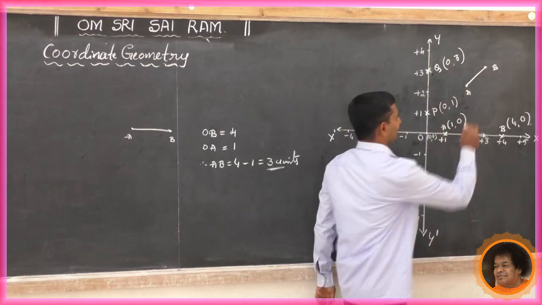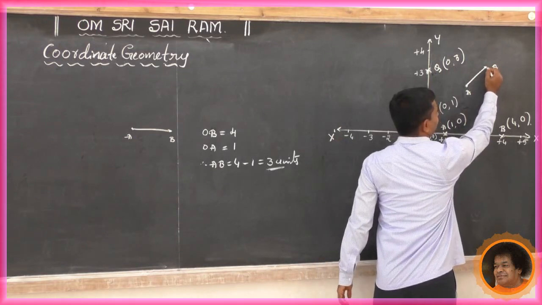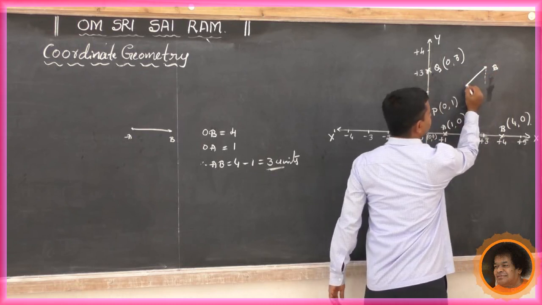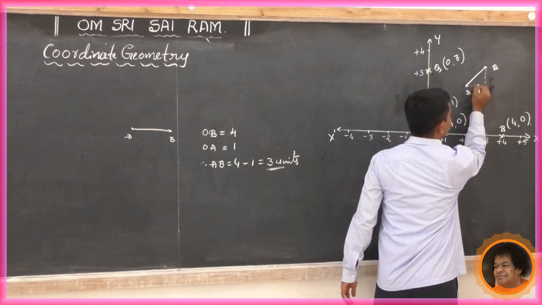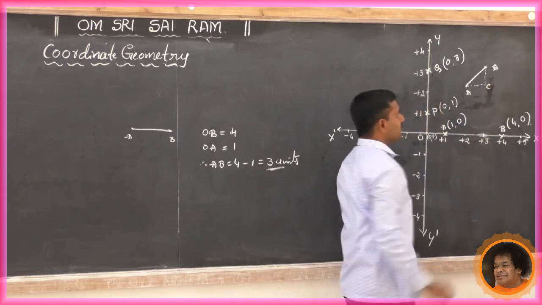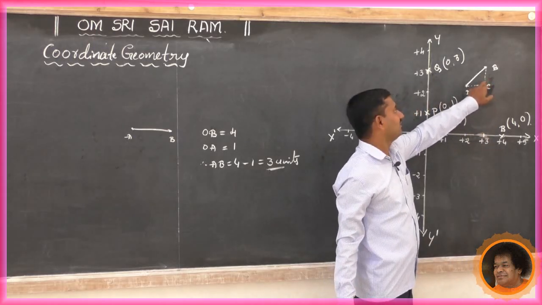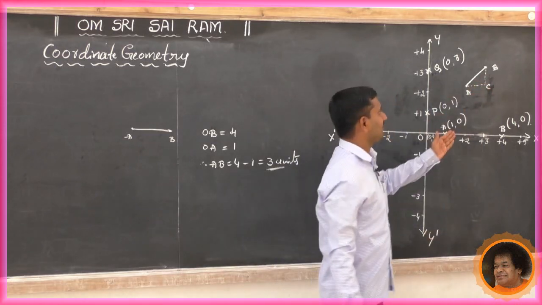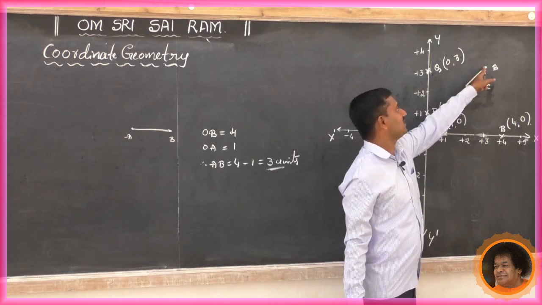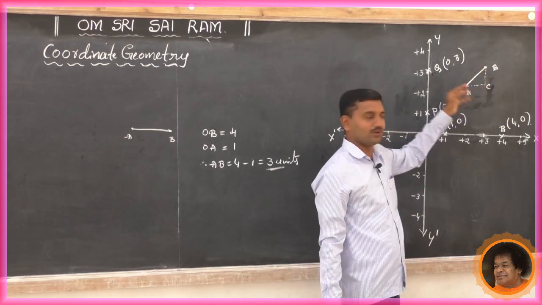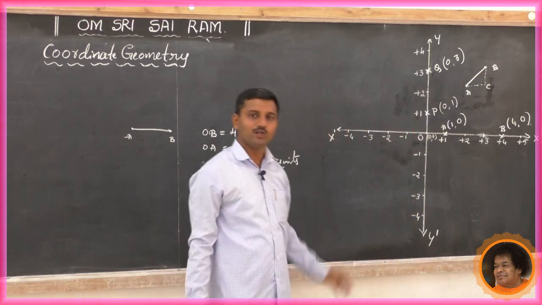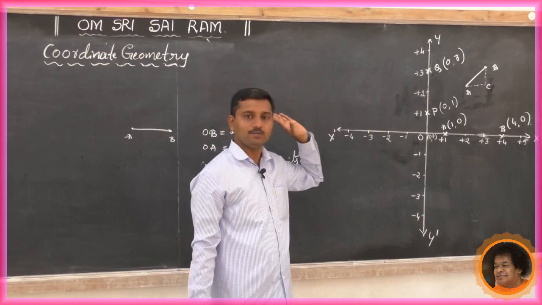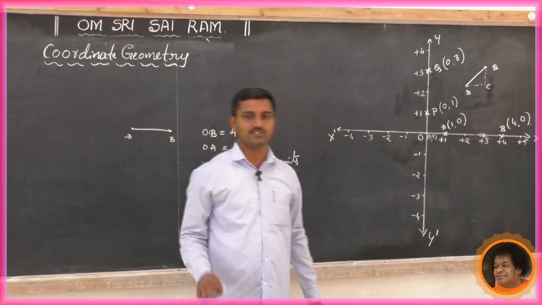What to do? From the point B, draw a line parallel to the y-axis. From the point A, draw a line parallel to the x-axis. The point of intersection is C. So we get a right angled triangle. Now we can apply the Pythagoras theorem and calculate the distance between A and B. So we formulate a formula to find the distance between any two points on the Cartesian plane. That formula is known as the distance formula.